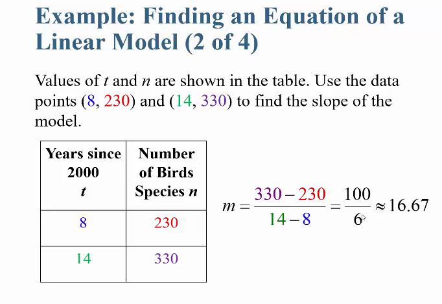You'll notice in this case, I'm going to say it is approximately, if you take 100 and divide it by 6 in your calculator, you'll get 16.666666 repeating. So I'm just going to round it off and leave this as 16.67. So I've got my slope of the line.